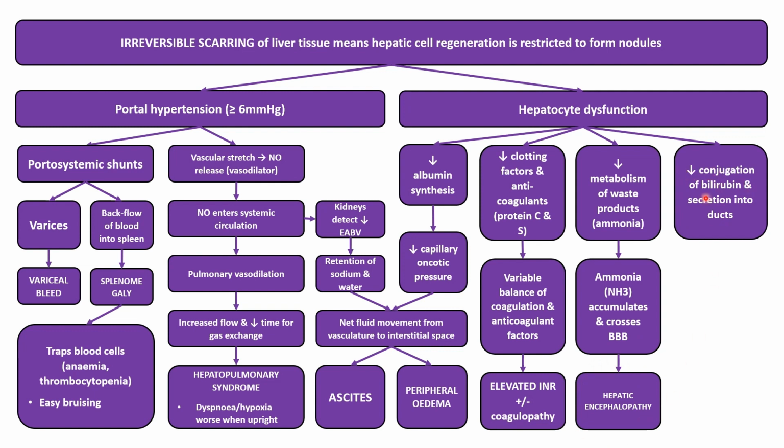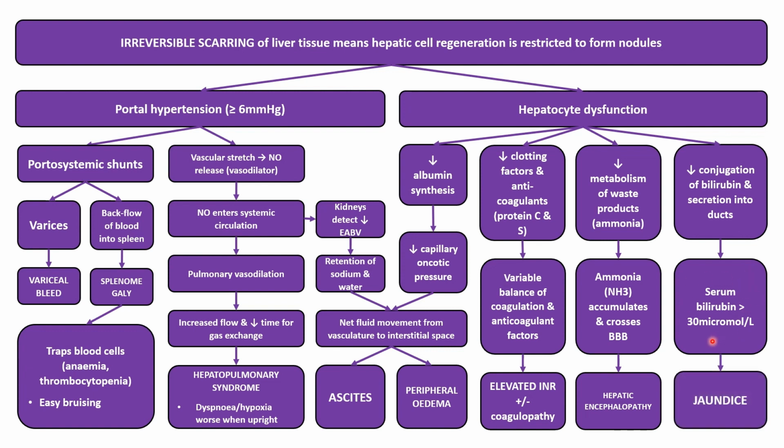There's decreased conjugation of bilirubin and secretion of bilirubin into the hepatic ducts. Therefore, when serum bilirubin is greater than 30 micromoles per litre, this can result in jaundice. And essentially, in hepatopulmonary syndrome, the reason is because there's an increased flow within the vessels. There's also mixing of arterial and venous blood. All of this adds up to a decreased time for gas exchange.